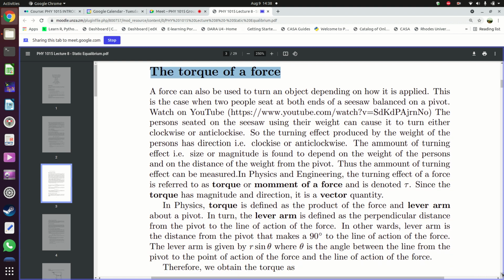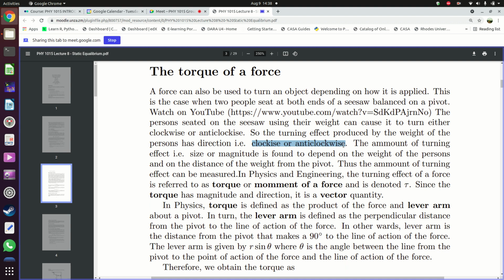So, if you have a force acting on a particular object, these forces will usually tend to produce a turning effect, which is what is referred to as a torque. Now, torque is not just about how much turning effect a particular force is producing. Torque also has to do with the direction in which this object is going to turn as a result of this force. So torque is a vector.